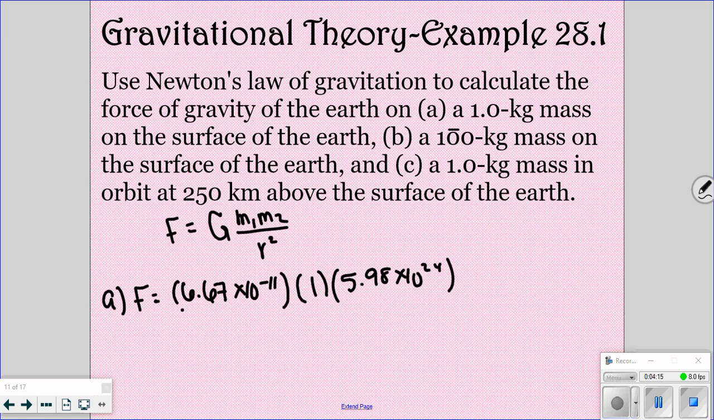And then over the radius. So the radius is going to be the radius of the surface of the Earth on this one. So you're still looking at the back of the book, the table, and the radius of the Earth, it tells you is 6.37 times 10 to the 6th. So we're going to square that number. So now you've got to plug that into your calculator to get your answer.